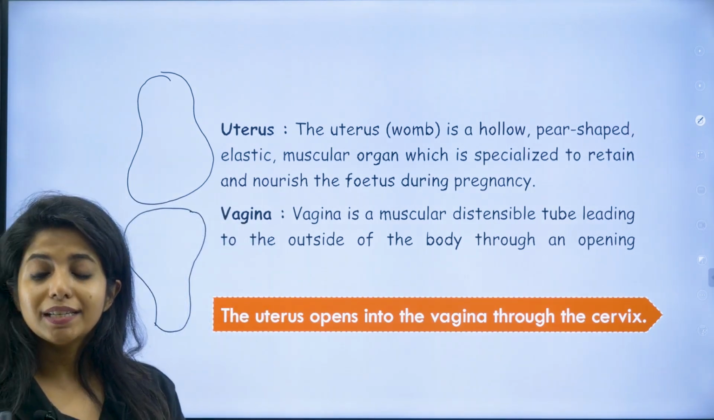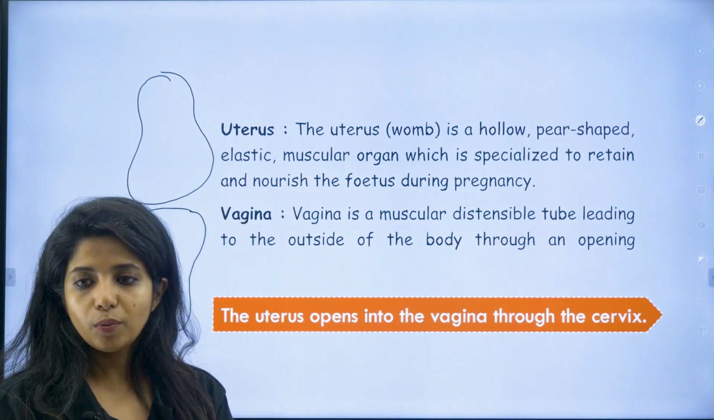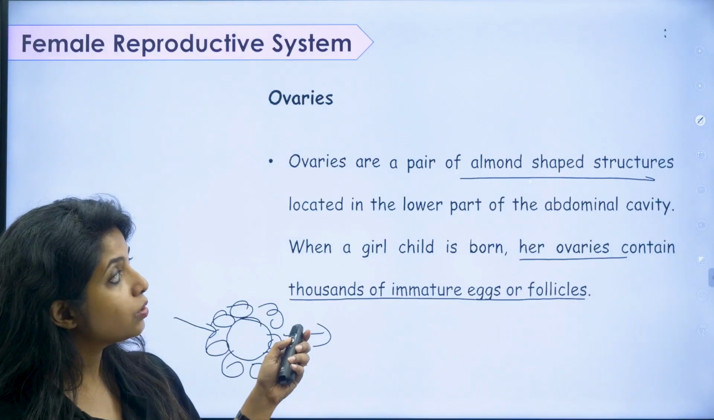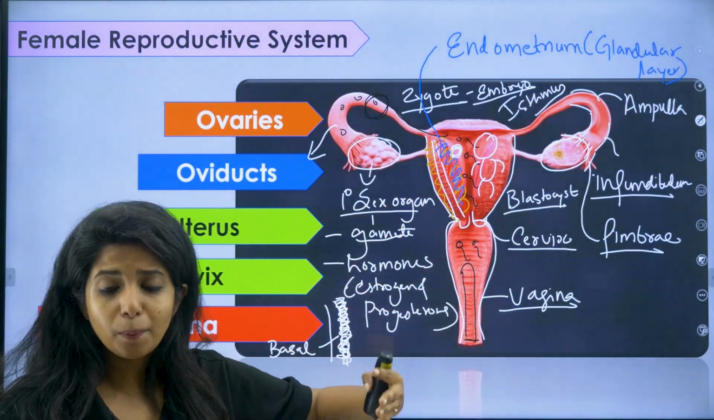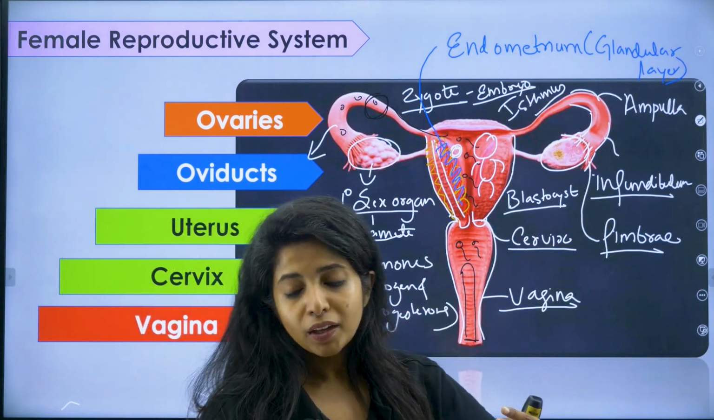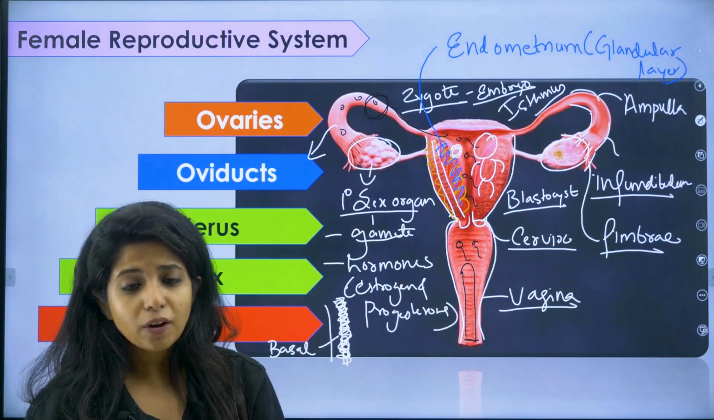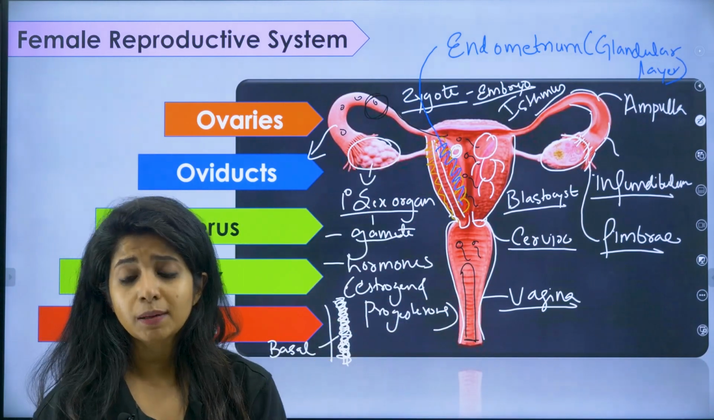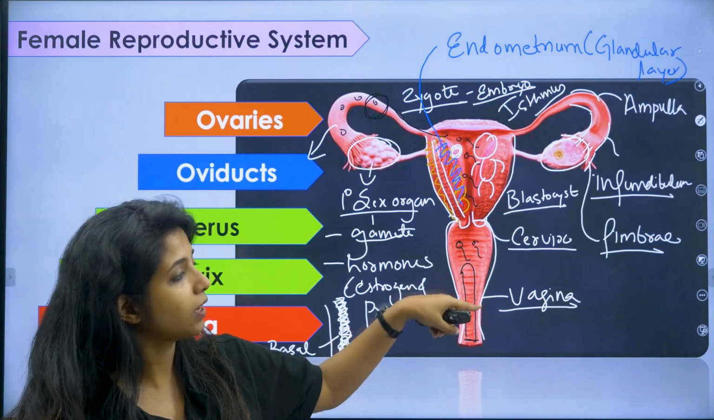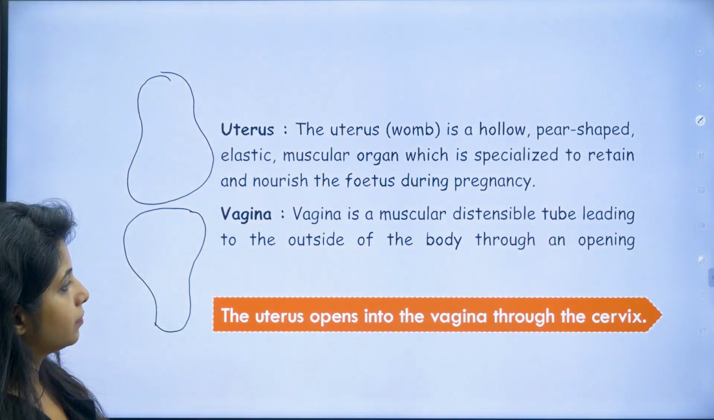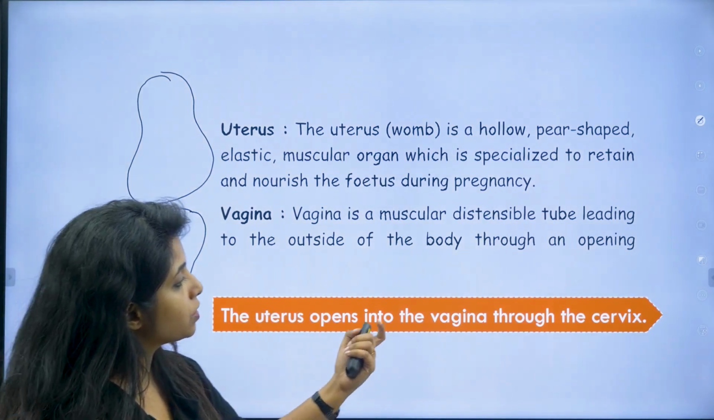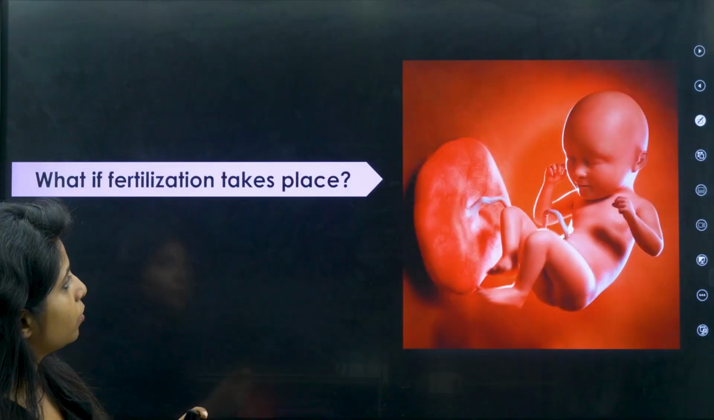Vagina is a muscular distensible tube leading to the outside of the body through an opening. It is during childbirth that the child comes through this very narrow place. So that's why it is so painful. You can imagine the pain of your mother, because through this particular narrow route the whole baby comes out, which is why the cervix and the vaginal canal together you call it what? Birth canal. This is where the babies are born. Now the uterus opens into the vagina through the cervix, that is also written over here.